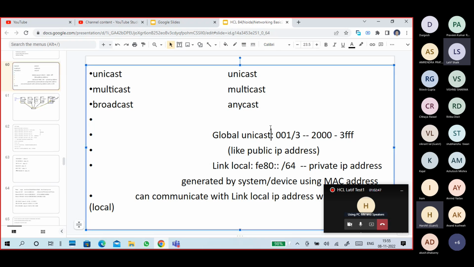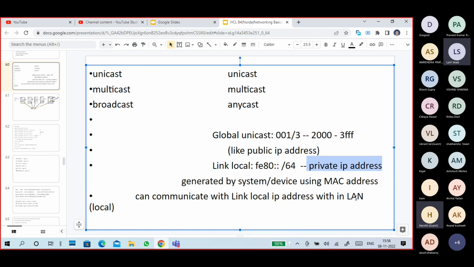IPv6 is also there, guys. IPv6 has link local IP addresses, global unicast IP addresses, private IP addresses, and multicast IP addresses. When you see an IP address starting with FE80, it is a link local IP address, with some number after it. It is a kind of private IP address because it works only within the LAN.